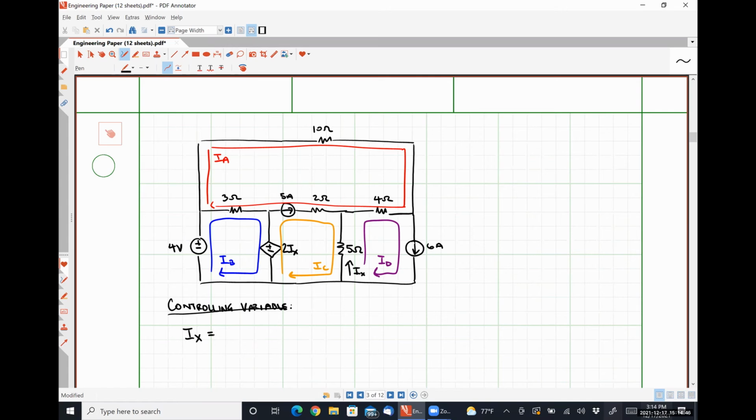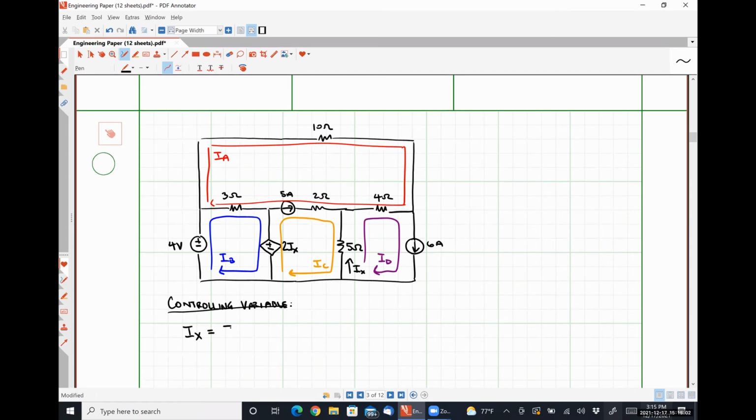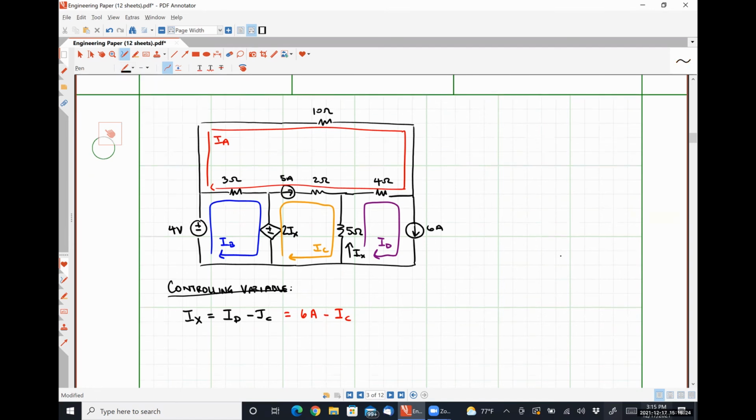As ID flows around its clockwise path, it's flowing in the same direction as that current Ix. IC, as it flows around its clockwise path, is flowing in the opposite direction. And so that's why we get ID minus IC. And just for the heck of it, I'm going to go ahead and put in Norman's suggestion of 6 minus IC, because he's absolutely correct. And that's going to lead us to one of our next equations anyway, right?